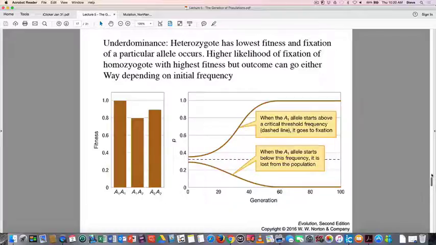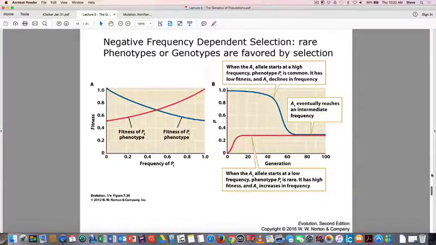Okay. Yeah, forget that. Don't worry about underdominance. So ignore that. It's pretty straightforward, but it's not a common model at all. Or it's not a common outcome in nature.